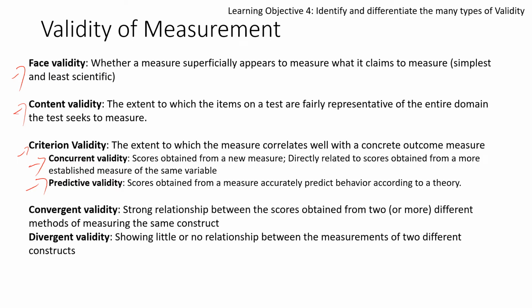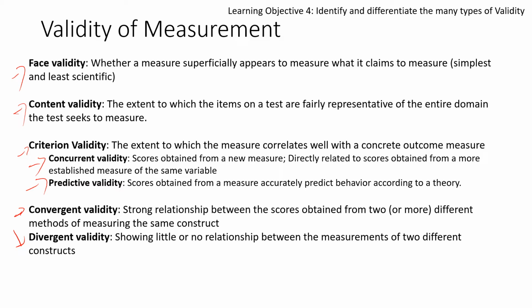The next set are convergent and divergent. So they kind of sound the same. That's because they're similar. Convergent is to see if there's a relationship between scores obtained from two or more different methods of measuring the same construct. So let's say there was convergent validity if you were looking at, going back to that predictive, if the actual self-report correlated with the behavioral. So there's convergent if they converge on the same thing.